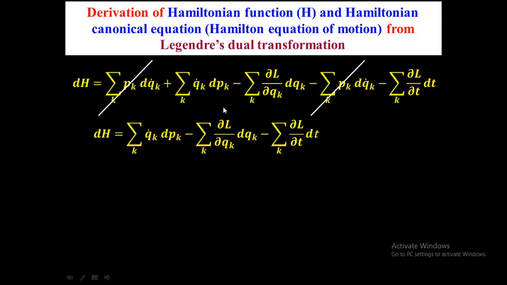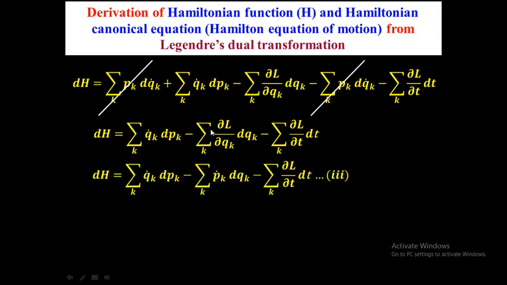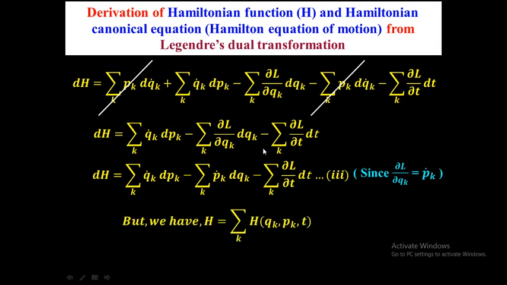Now del L by del qk is pk dot, we know that from equation number 2 again. So del L by del qk is nothing but pk dot. Suppose this is equation number 3. Also we know that the Hamiltonian function is a function of qk, pk and t. So now we consider that the Hamiltonian function is a function of qk, pk and t, summed over k.